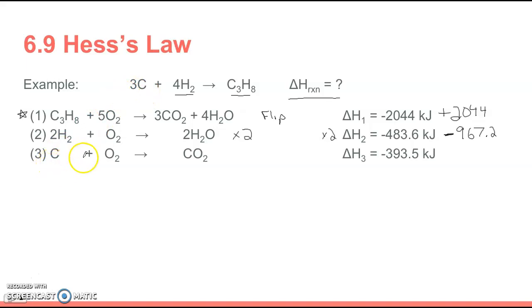Now for reaction 3, carbon is the element. That's how we want to evaluate reaction 3, because this is the only place where we find the element carbon. In the unknown, we have a coefficient of 3, and in equation 3, a coefficient of 1. That means we have to multiply reaction 3 by 3, and you do the same thing to the delta H for reaction 3. So this ends up being negative 1180.5.